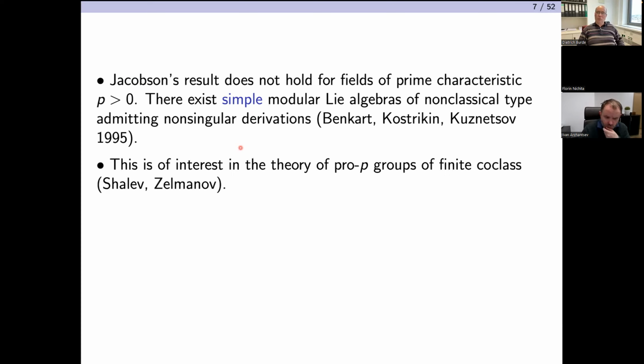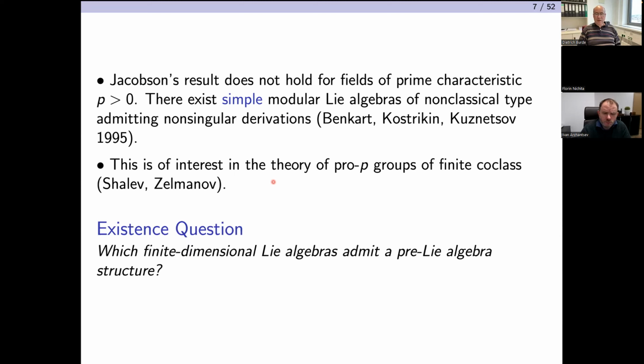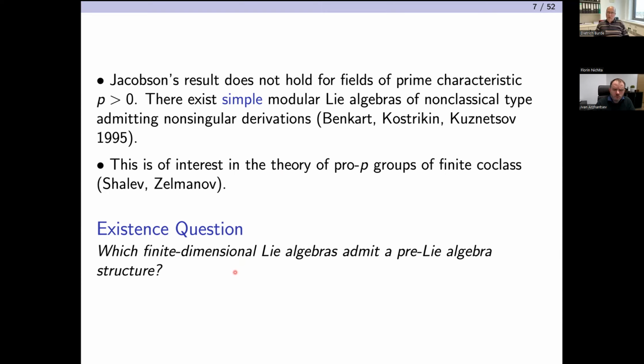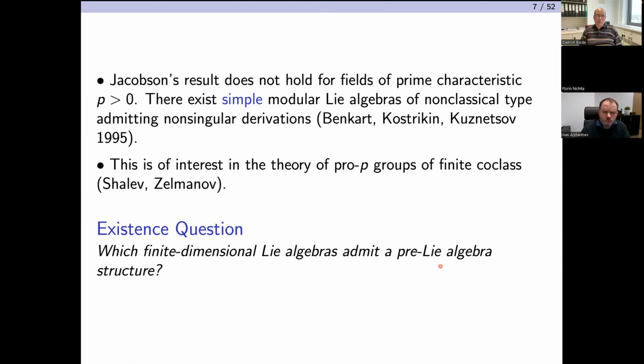Why was it studied? Several people were working on the theory of pro-p groups of finite coclass, the finite coclass conjecture, and Shalev solved it. The crucial thing was the existence of non-singular derivations. So this is a special case of the pre-Lie algebra existence question. The general question from an algebraic viewpoint is: you have a given Lie algebra, and you ask what kind of structural restrictions it means to admit a pre-Lie algebra structure?